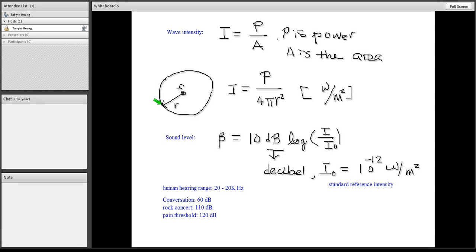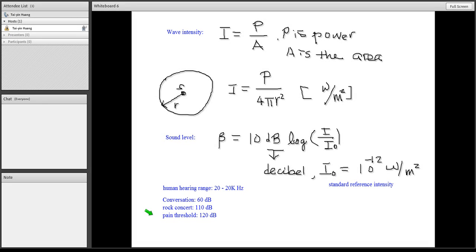Okay, so this is how you specify the wave intensity in terms of the sound level. So it's 10 times log of I over I naught. The standard reference intensity is 10 to the negative 12 watts per meter squared. Just to give you some idea, for normal conversation the sound level is about 60 decibel. So you can put 60 on the left hand side of this equation, and then calculate what the intensity of the sound would be to produce a sound level of 60 decibel. Okay, for a rock concert, the sound level is about 110 decibel. Now, for the pain threshold, it will be about 120 decibel.